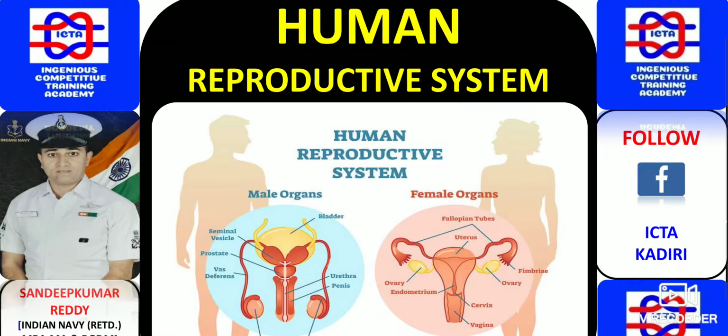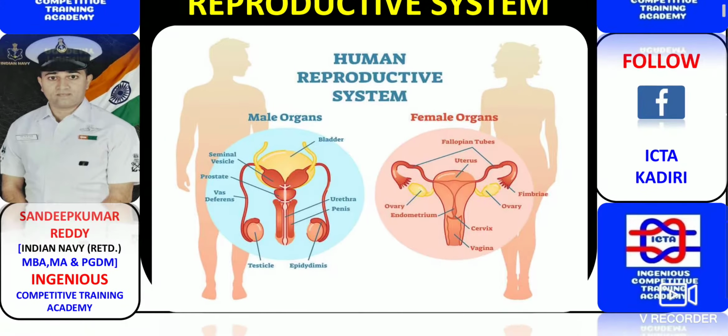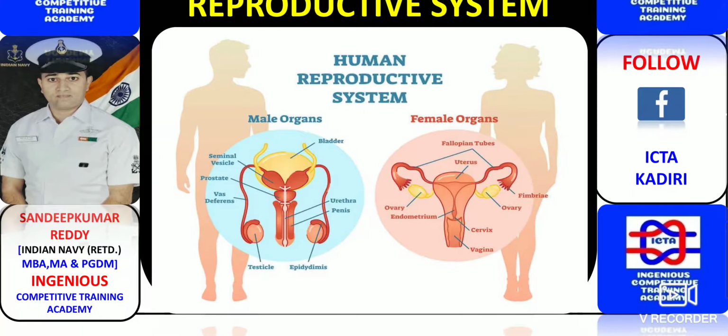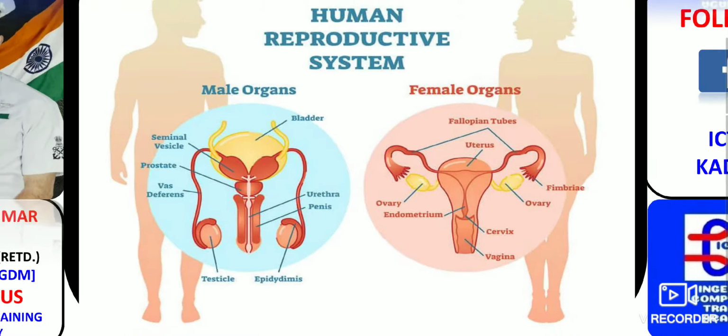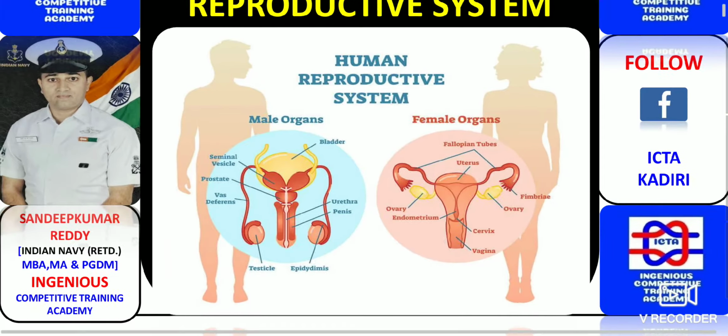So this is the one which has been given, as you can see at the bottom of the slide. The human reproductive system has been given in the male organs as well as female organs, how exactly they look. You can directly go through once. What parts are present in the male as well as female, you can go through whatever has been given. So let us see what has been given in the next slide.